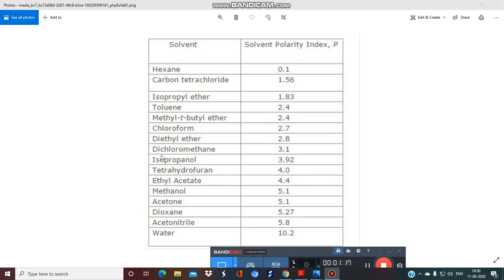Then if I say isopropanol, or dichloromethane, dichloromethane is more non-polar than isopropanol, or methanol. If I say methanol and water, which one is more polar? Yes, water is more polar than methanol.